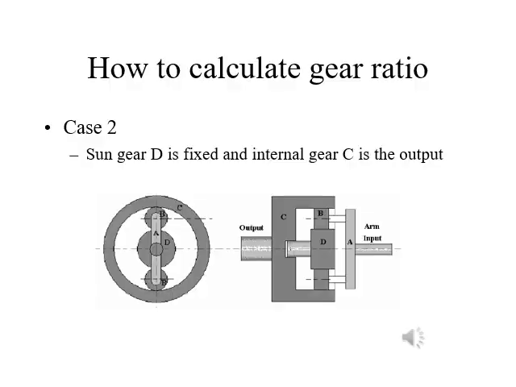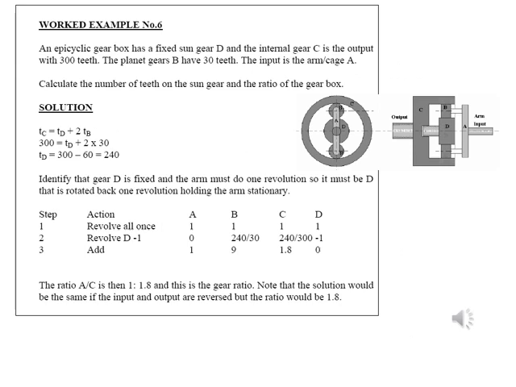So here's another case for the epicyclic gears. Case number two: sun gear D is fixed and the internal gear C is the output. Here is the example problem for case number two. An epicyclic gearbox has a fixed sun gear D, and the internal gear C is the output with 300 teeth. The planet gear B has 30 teeth. The input is the arm and cage A. Gear B is the planet gear, gear C is the internal gear and D is the sun gear.